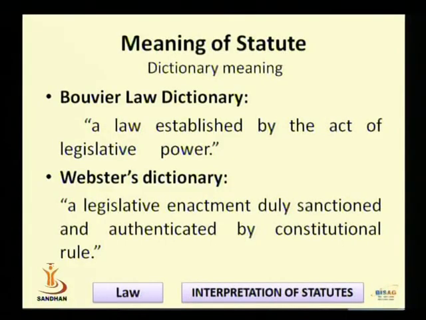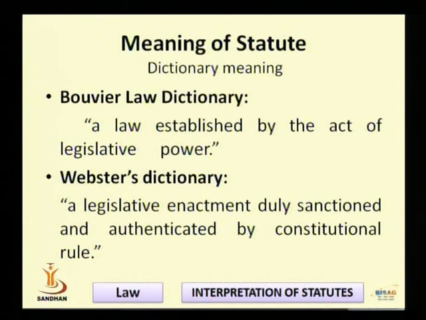Hereafter I will use the word statute instead of the word act. The meaning of the statute. This meaning, first I have taken dictionary meanings. If you look into the slide, I have taken two dictionary definitions.